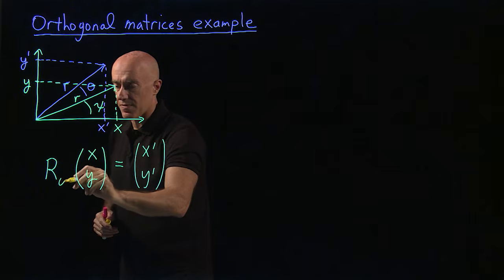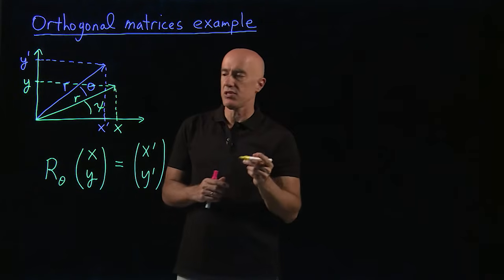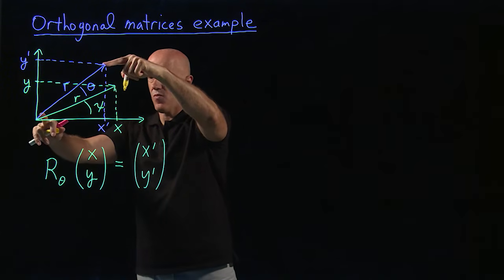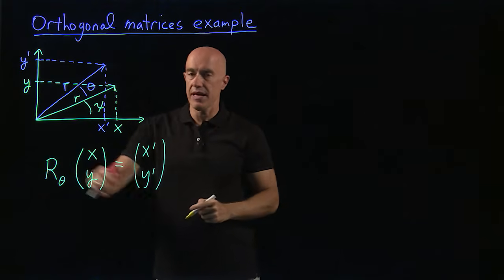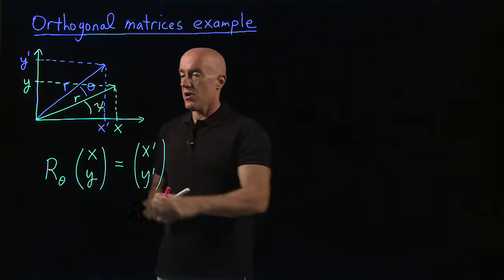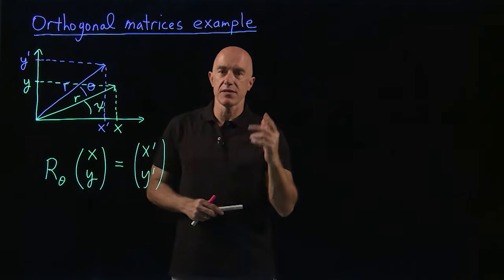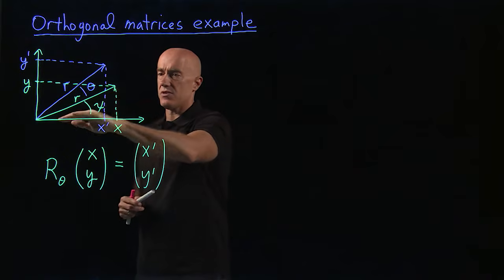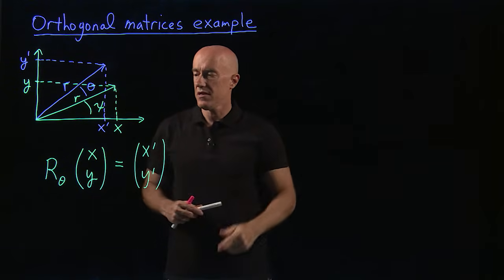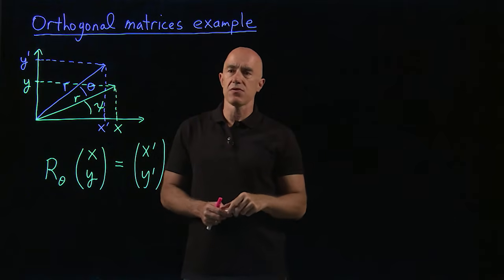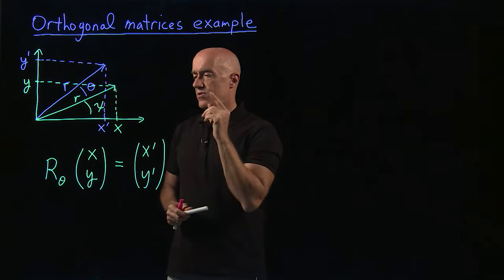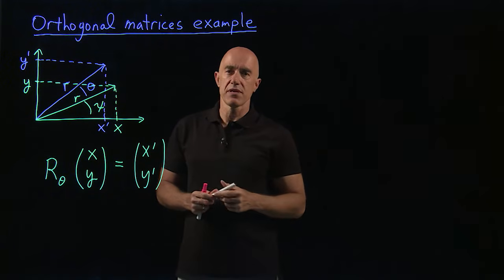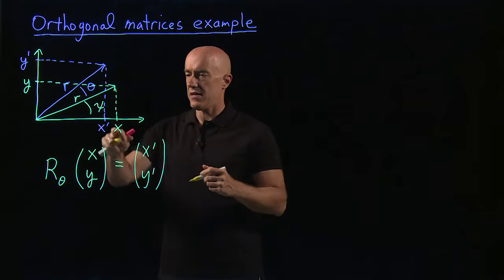So I can put a subscript theta on R because this is rotation of the xy vector to the x prime, y prime vector. Okay? This will be a 2 by 2 matrix. So this is an orthogonal matrix because the length of this vector doesn't change when you rotate it, right? It was length r, and it's still length r. So the rotation matrix is an orthogonal matrix. So how do we determine what this R sub theta is? We have to do a little bit of trigonometry, so let's do that.